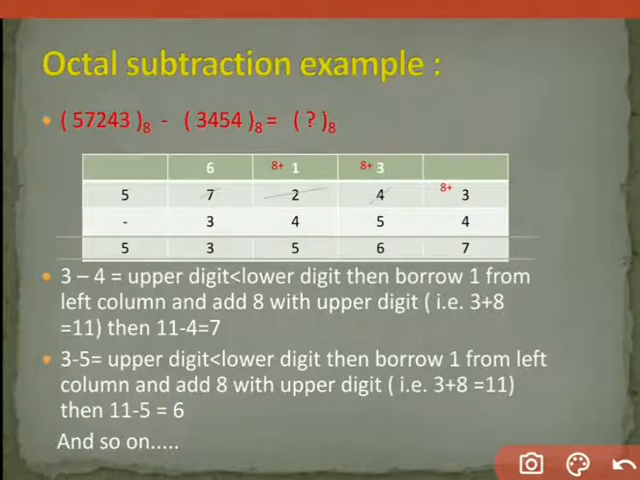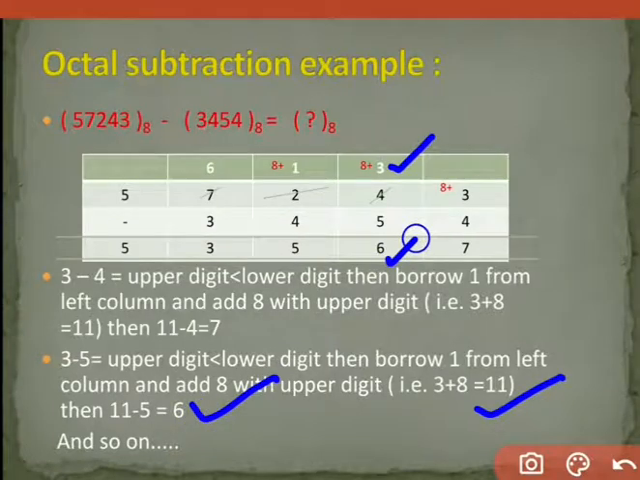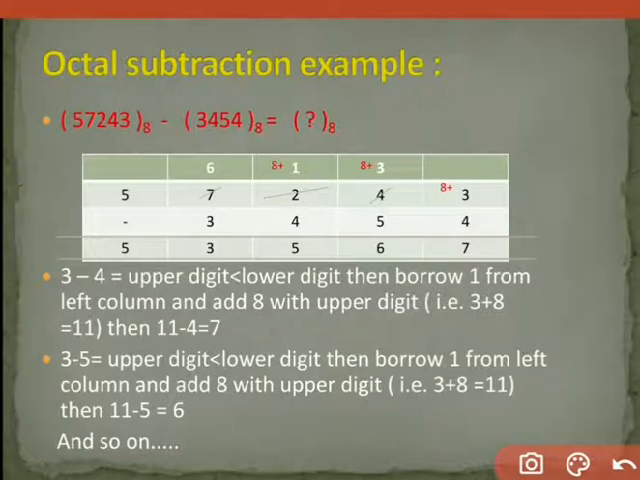Now it becomes 11. 3 plus 8 is 11. Now it becomes 11, and 11 is capable to subtract 5. Then we are getting 6. And then again we are doing the same process for the left column.